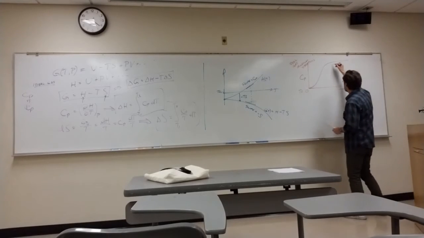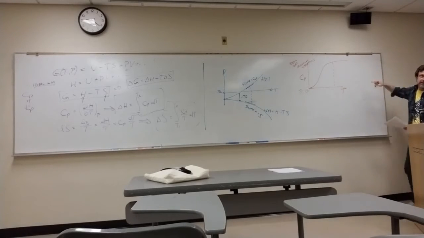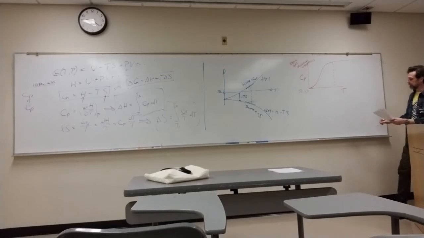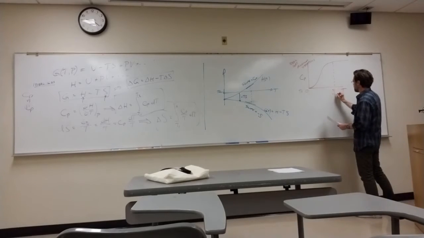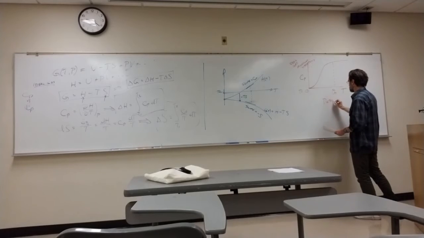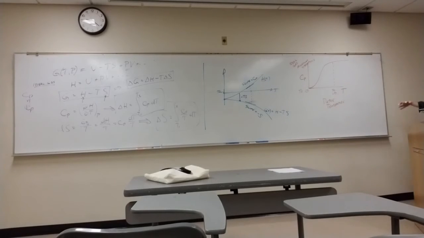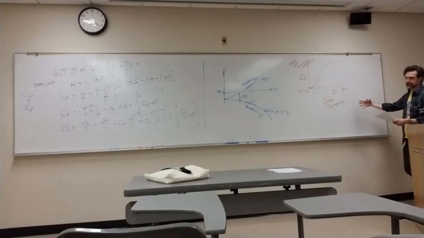But they're still going to have roughly the same shape. This point out here, where heat capacity approximately becomes linear, we call this theta D, the Debye temperature. The Debye temperature is the point where all of the available vibrational modes become active.